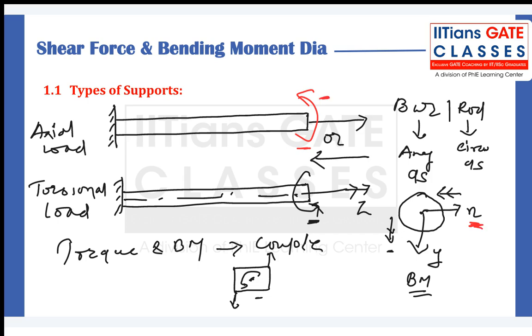Now guys, how can this moment, this point moment, be created? See, you have axial load. Currently it is passing along the longitudinal axis. So when can you create this point moment? Can anybody tell?